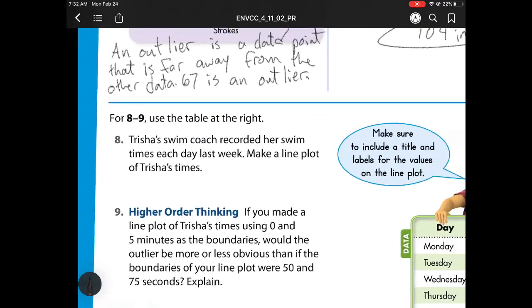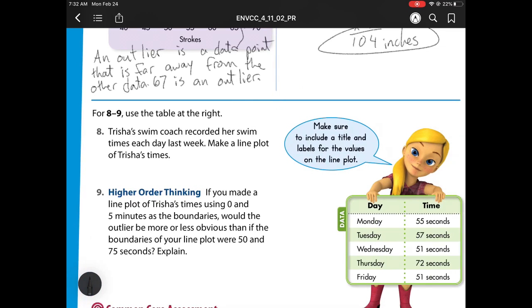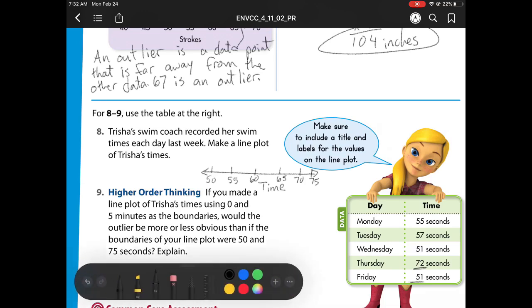Number 8, use the table at the right. Trisha's swim coach recorded her swim times each day last week. Make a line plot of Trisha's time. So here I have a line plot. And it says be sure to include a title and labels for the values in the plot. Well, here my label down here is going to be my time because those are the numbers I'm working with. And I see I go from 50 all the way to 72. So I'm going to do 50 and then count by 5. So 55, 60, 65, 70, 75.